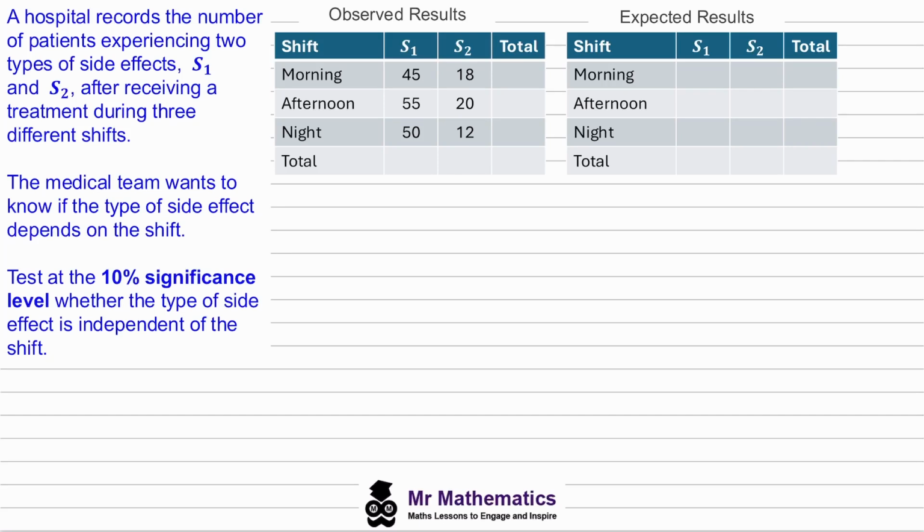Hi everybody. So in this video, we're going to look at running a test of independence using a chi-squared distribution.